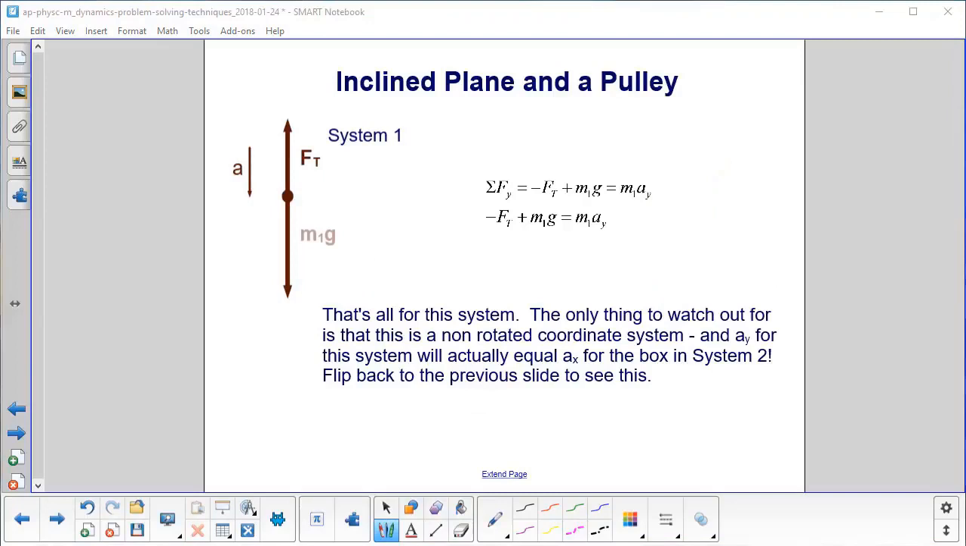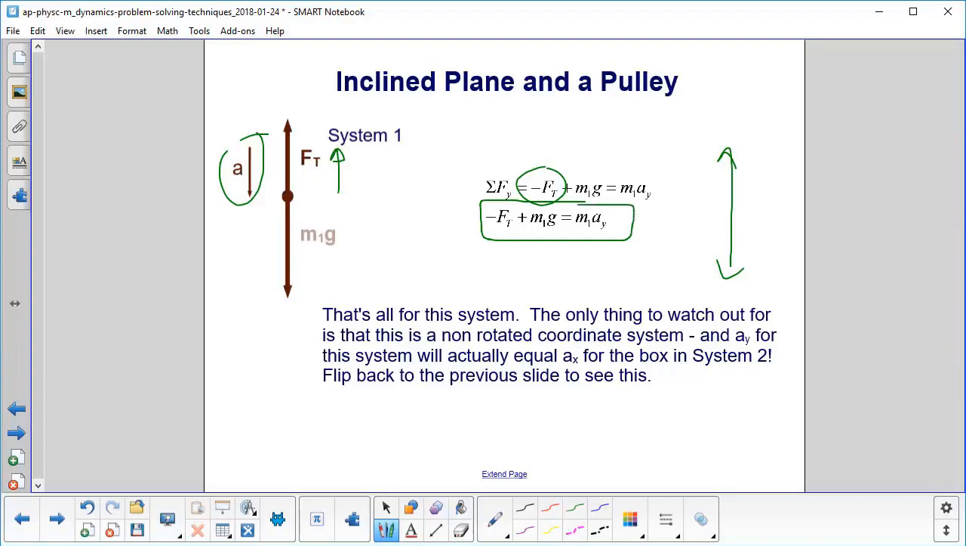The sum of the forces in the y direction, right, up and down, is going to be negative tension. And why is that a negative? Acceleration is pointing down, tension is opposite the acceleration, so it gets a negative sign. m1g is positive, and that equals m1ay. Ensure you keep the subscript for mass 1 to distinguish it from the other mass. And we have negative tension plus m1g equals m1ay. Okay, it's just the acceleration of block m1.